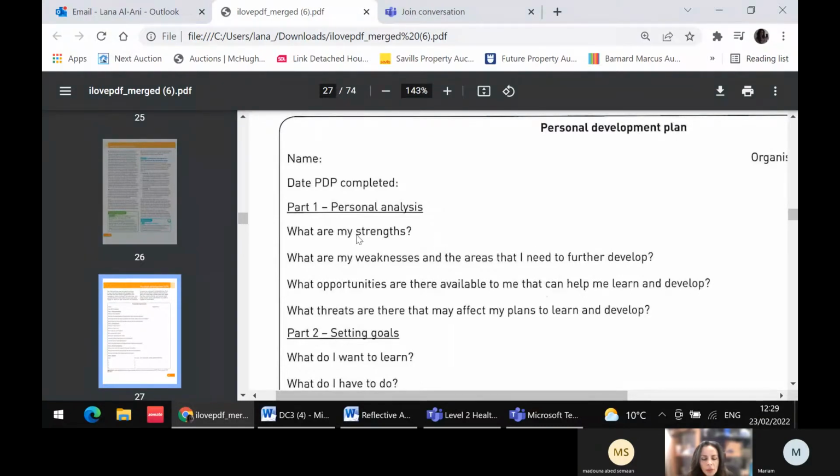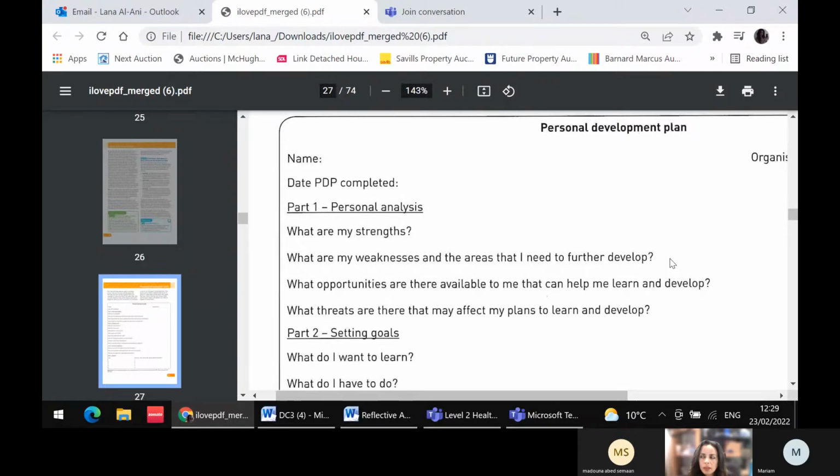And what are my weaknesses? And what do you need further development? Just think about your own skills. For me, for example, I still need first aid training. I don't have first aid training. So you can write about what you have as a weakness.